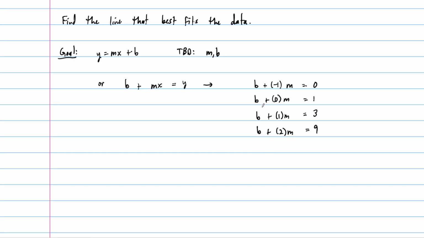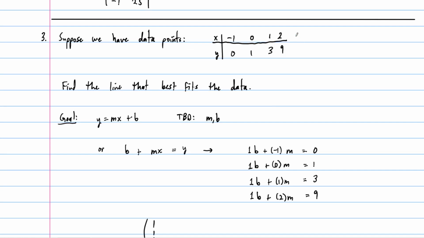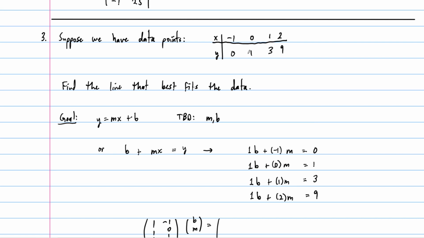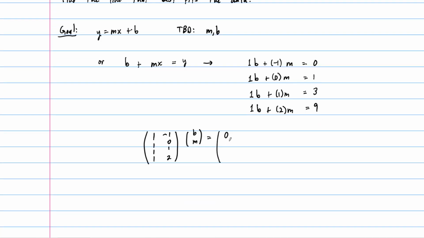And so now as a matrix equation, look at this, it's 1b, 1b, 1, etc. So our matrix equation is going to be 1, 1, 1, 1 in the first column. The vector of x coordinates is going to be our second column: negative 1, 0, 1, 2. Our unknowns are b and m, in that order because of the way I've written these equations. And then the right-hand side is going to be the vector y, the vector of the y measurements: 0, 1, 3, 9.